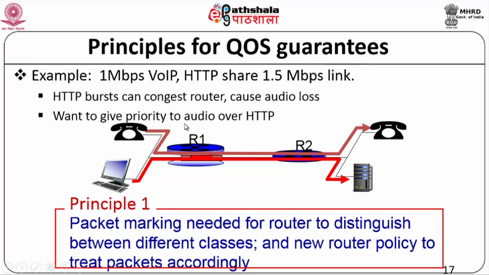So how do you make this happen? One of the things we need is some kind of a packet marking scheme, in order to identify that these packets belong to a particular class and the other packets belong to some other class. So we need packet marking at the routers to distinguish between different classes, and a new router policy to treat packets accordingly. So far routers have been treating all packets similarly, but we need to treat different packets differently. That mechanism has to be provided. That is the first principle that we need to think of when we talk about providing QoS guarantees.